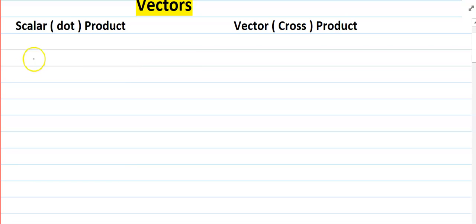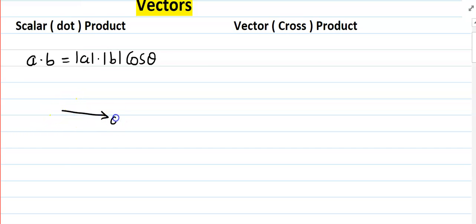Dot product is denoted by A dot B, which is given by modulus of A modulus of B cos theta. This we have done, and where theta is the angle between vector A and vector B. Okay, so if this is vector A and this is vector B, and theta is the angle between them.